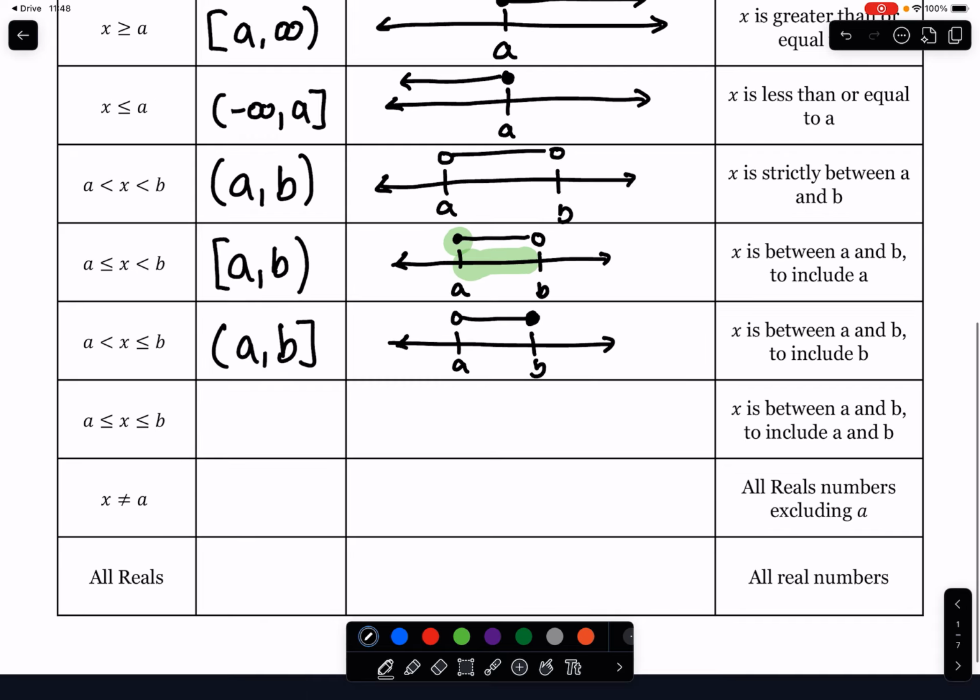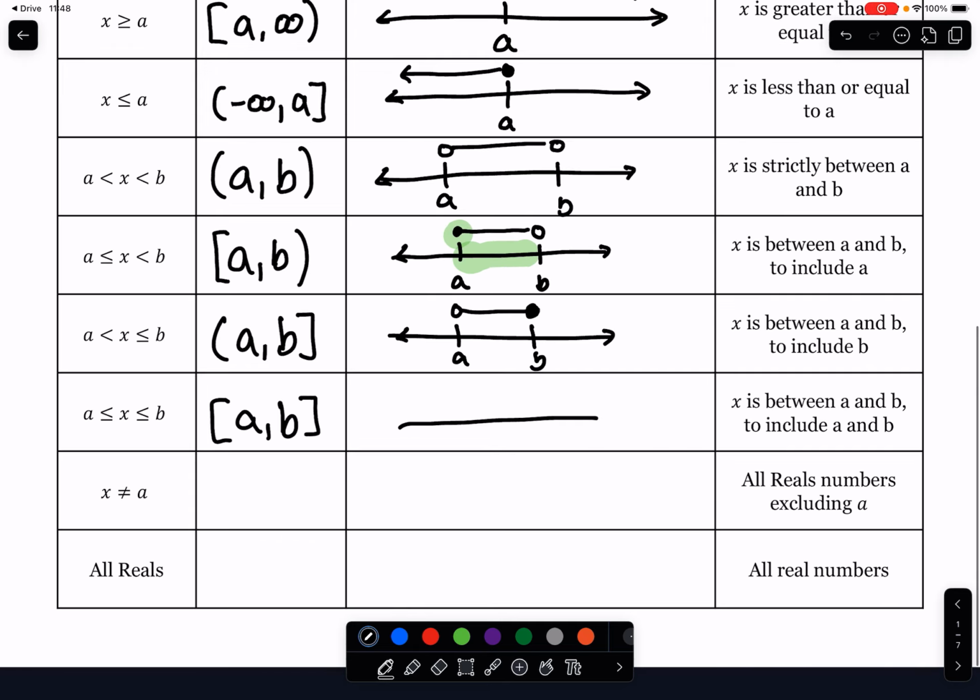And on this next one, notice that we're including both a and b. Okay, this notation means we're including both a and b, because not only is a less than or equal to x, but x is going to be less than or equal to b. So a and b are included. So that just simply puts brackets on both of them. And here is your number line.